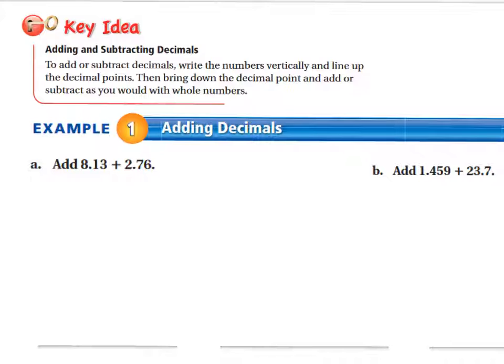Key idea, adding and subtracting decimals. To add or subtract decimals, write the numbers vertically and line up the decimal points. Then bring down the decimal point and add or subtract as you would with whole numbers.